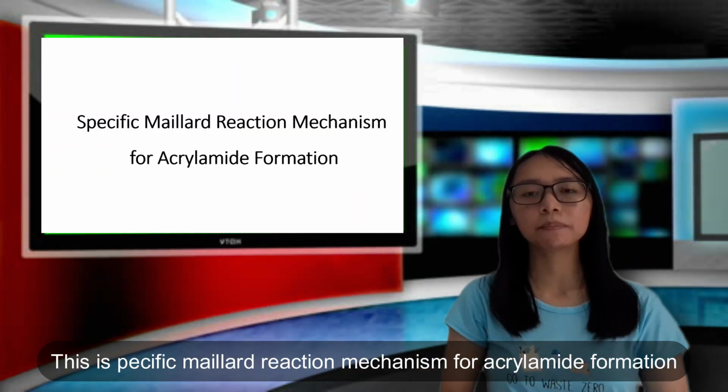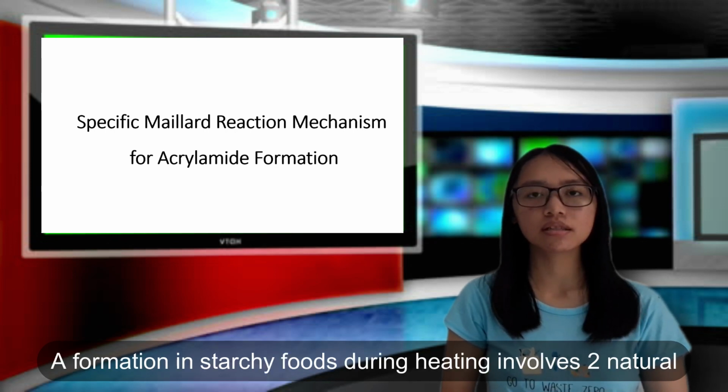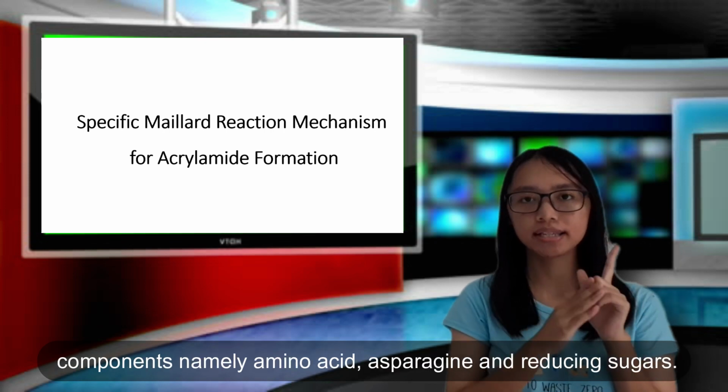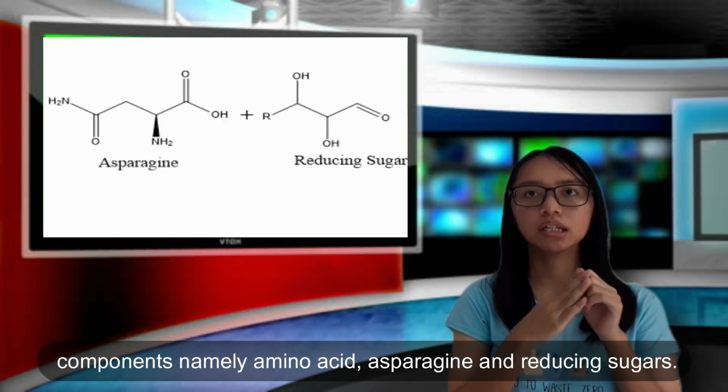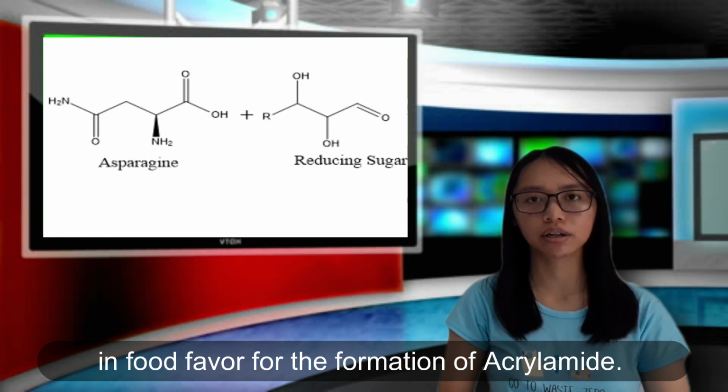This is the specific Maillard reaction mechanism for acrylamide formation. Acrylamide formation in starchy food is created from two natural components, namely the amino acid asparagine and reducing sugar. High temperature and low moisture content in food favor the formation of acrylamide.